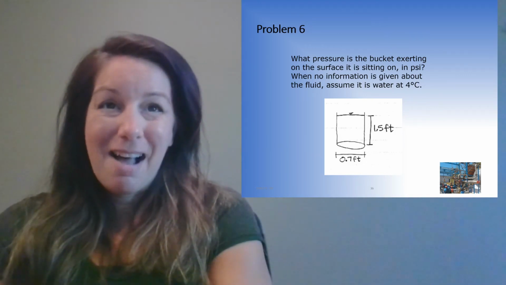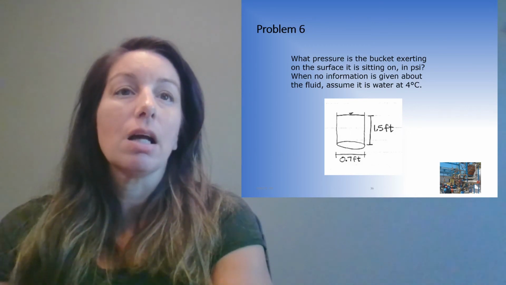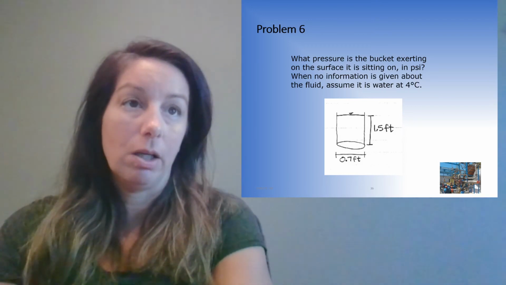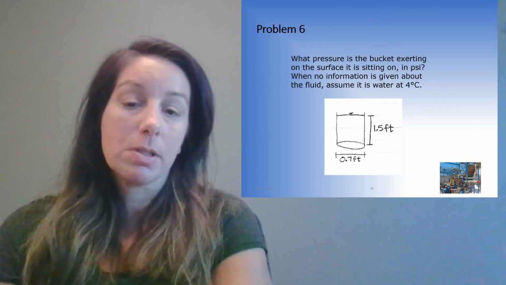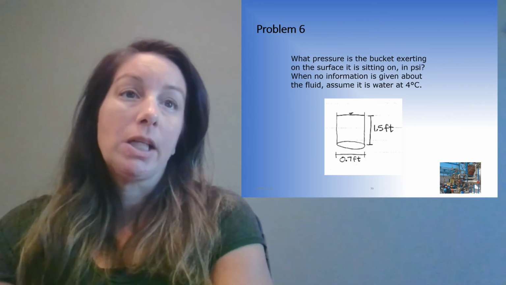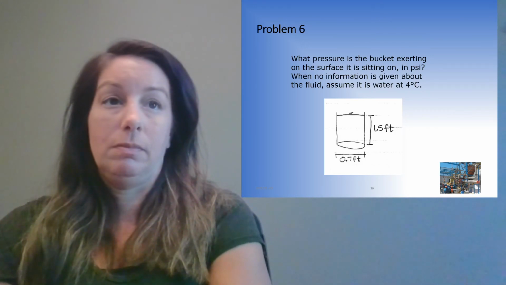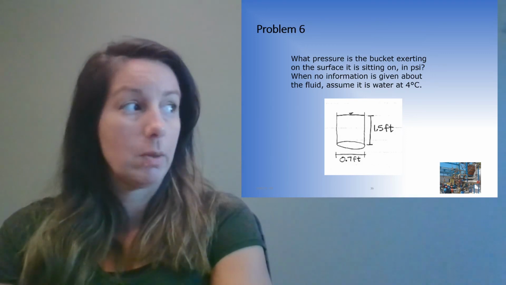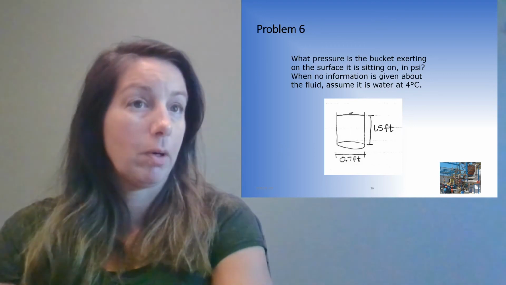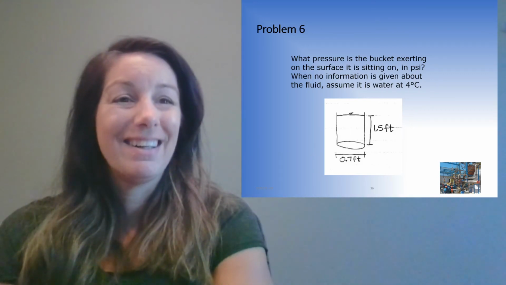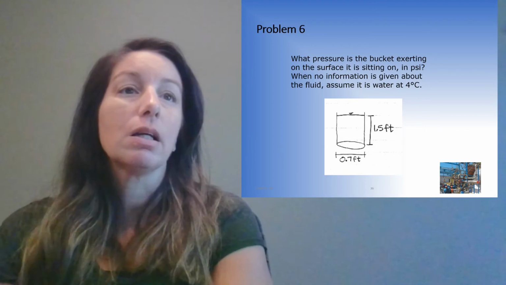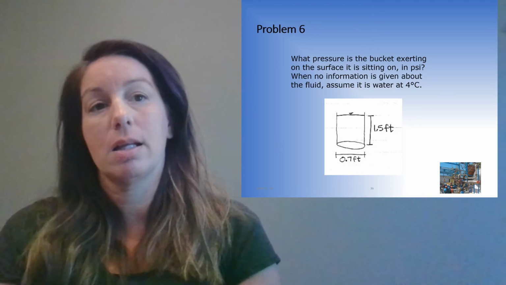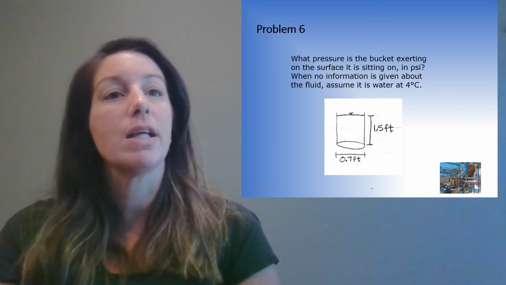Problem 6. What pressure is the bucket exerting on the surface it's sitting on in PSI? Imperial units. So PSI is pounds per square inch. If no information is given about the fluid, assume it is water at 4 degrees C. And we've got, I think that one was 32.2 whatever per whatever. It's in the notes there or the back of the book. So we've got a cylinder, the bucket, 1.5 feet high and a diameter of 0.7 feet.